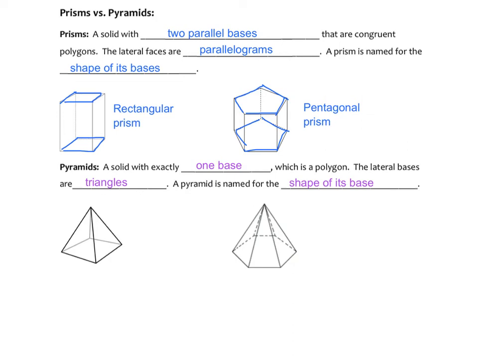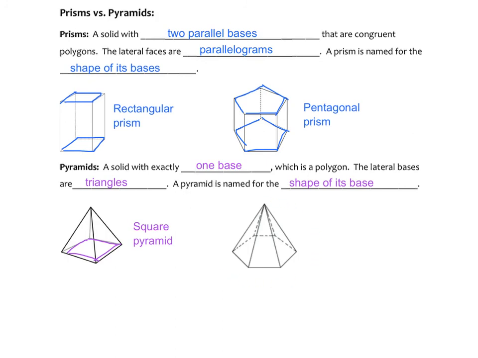Now let's look at the pyramid to the left. If you notice here, we have exactly one base, which is a polygon. The lateral faces are triangles. On each side of the solid, we have triangles. With a prism, they are parallelograms. Those are the differences. The pyramid is named for the shape of its base. Our base here is a square. Therefore, it's called a square pyramid.